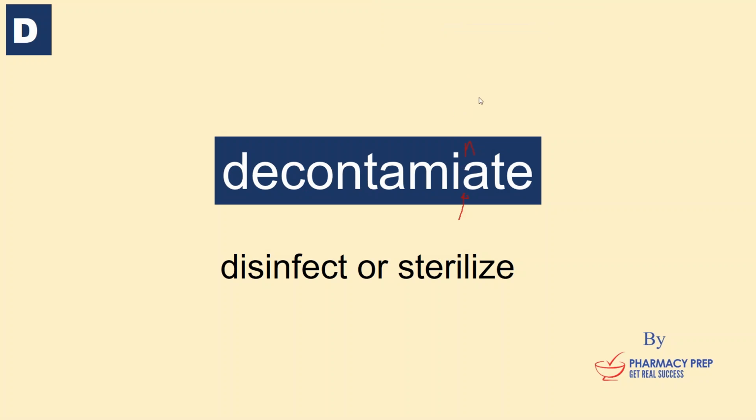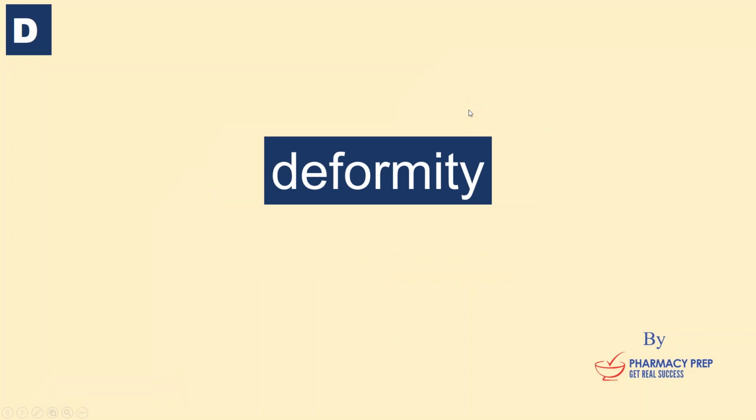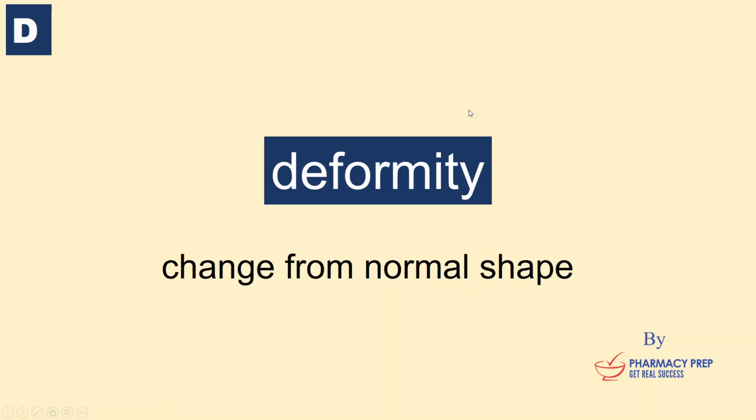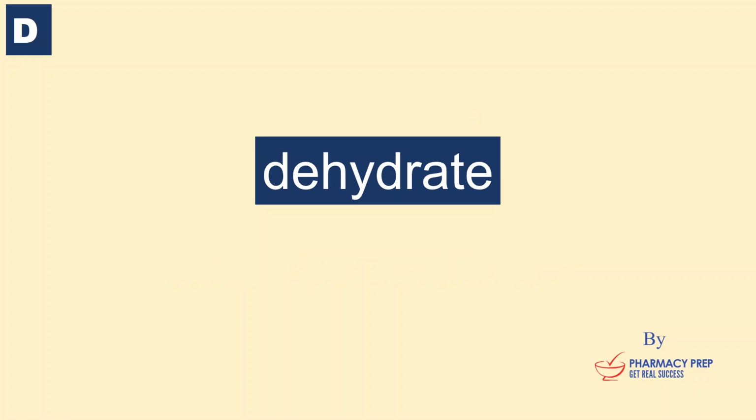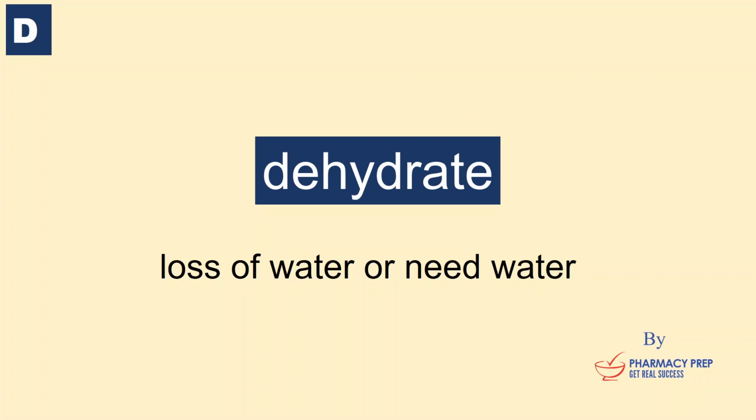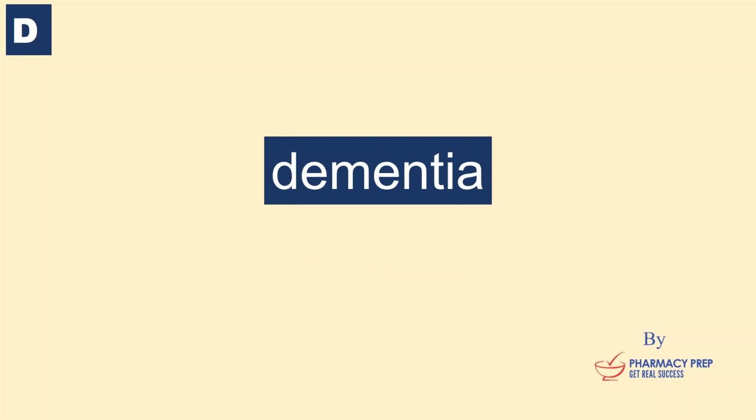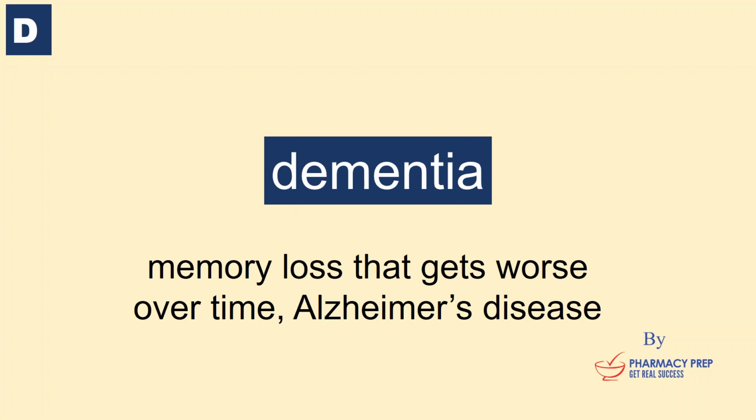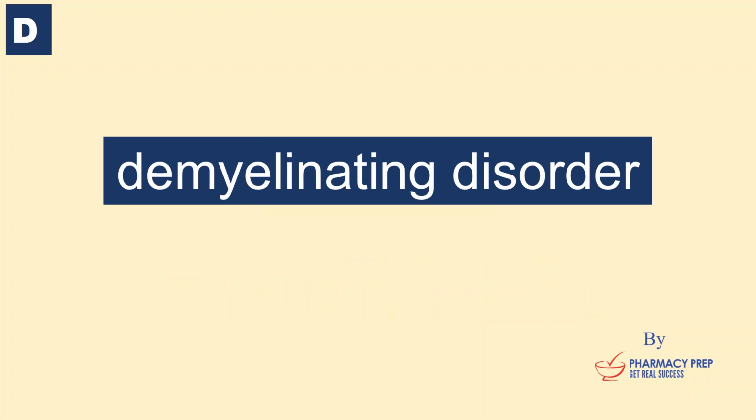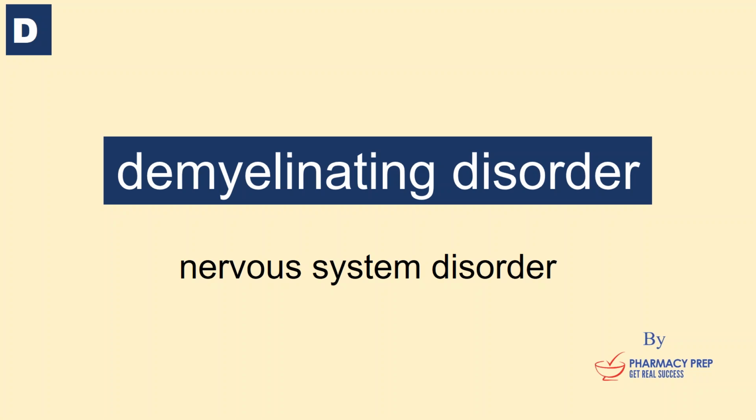N should be added here. Disinfect, or sterilize. Deformity, change from normal shape. Dehydrate, loss of water or need water. Deltoid muscles, arm muscles. Dementia, memory loss that gets worse over time. Best example is Alzheimer's disease. Demyelinating disorders, nervous system disorders, for example, multiple sclerosis.